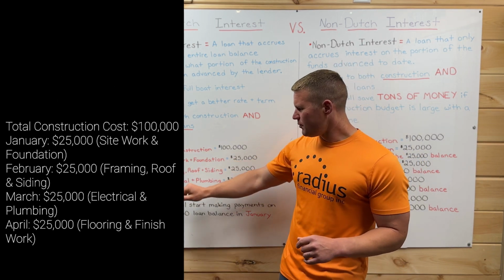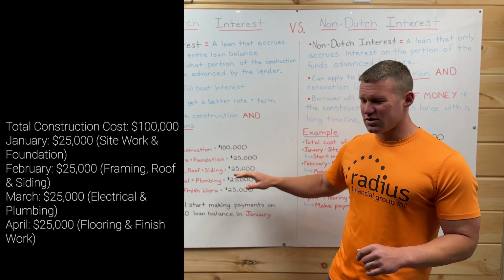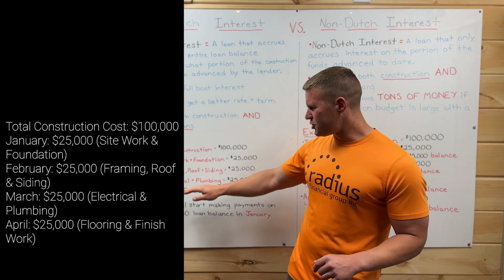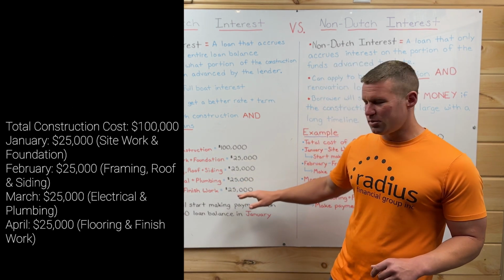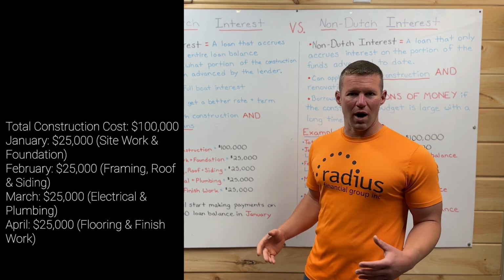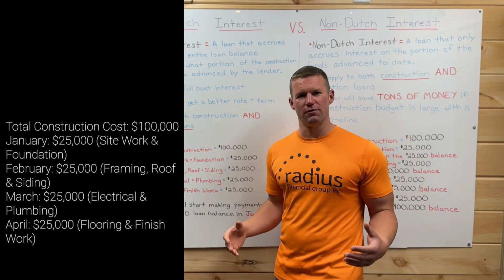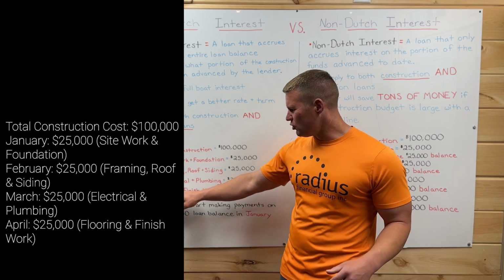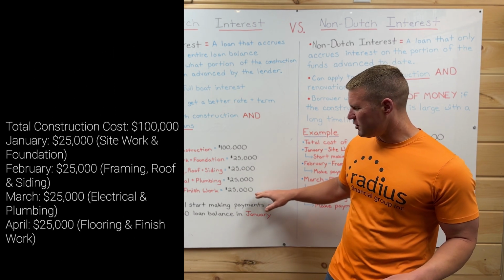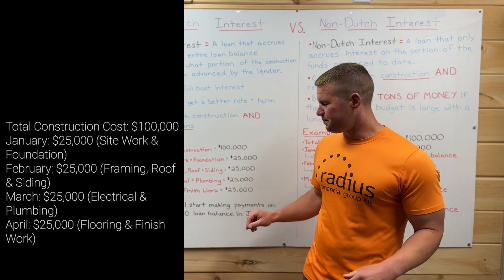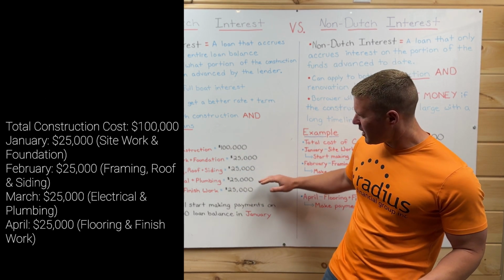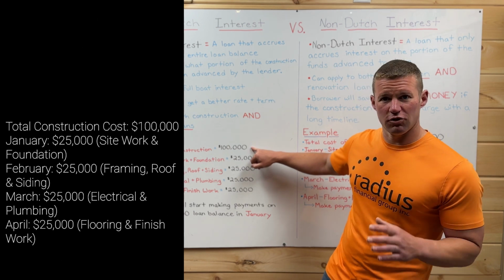And then in February, they're doing the framing, the roofing, and the siding, and that's also going to cost 25 grand. And then in March, you've got the electrical and the plumbing being done, which is going to cost 25 grand. And then finally, to wrap up the construction of this new home, we're going to do the flooring and all the finish work. We're going to button everything up, and that's going to be 25 grand as well, in April. So here's the timeline of the construction, January to April, and it's going to be $100,000 for the total project.